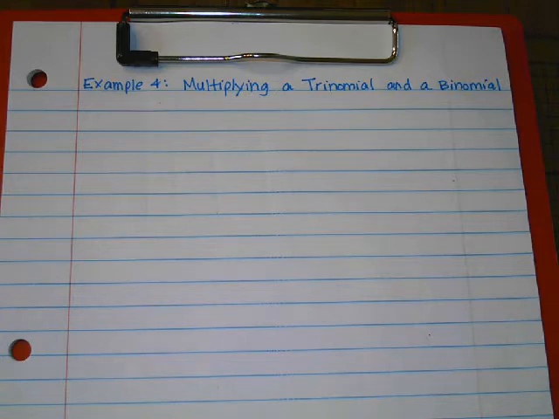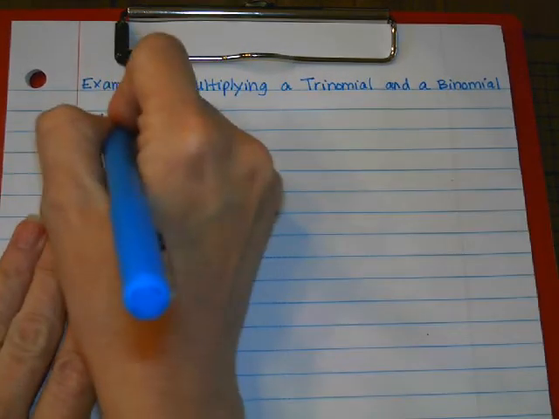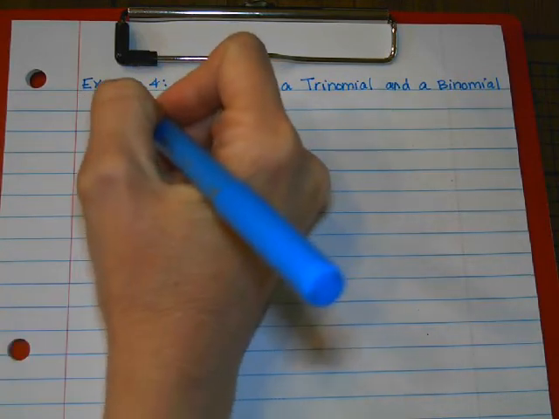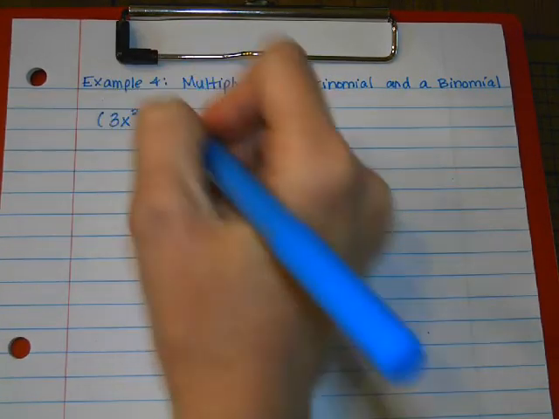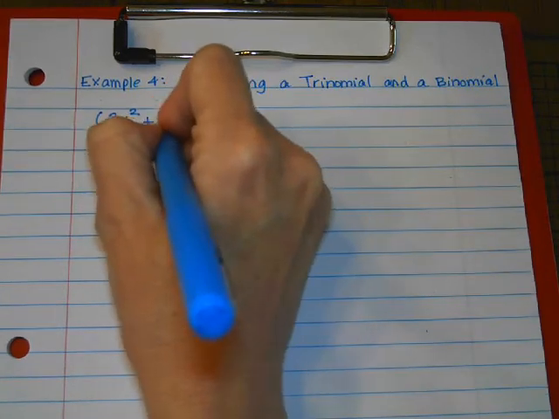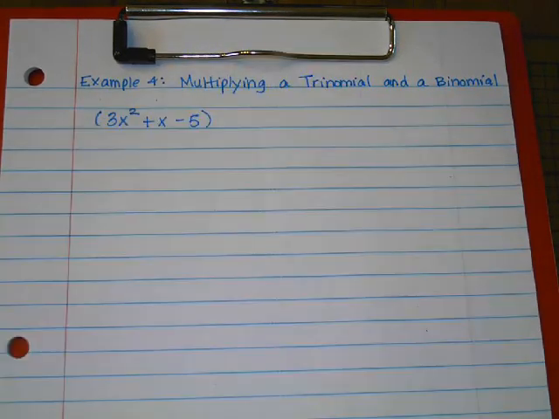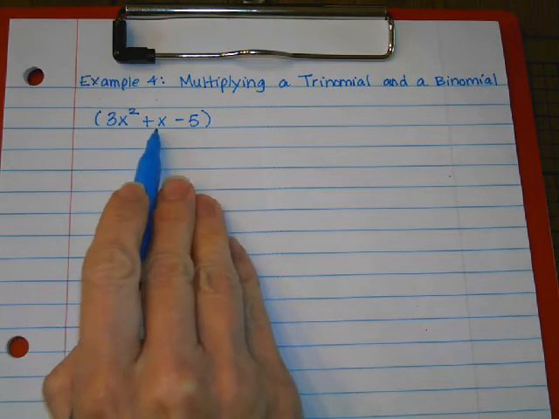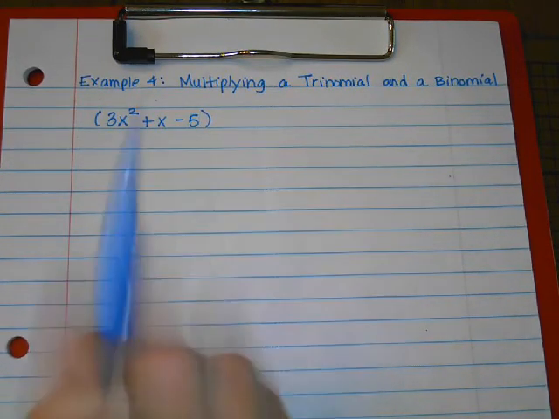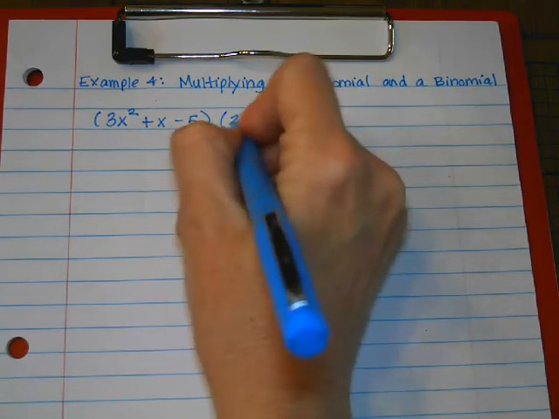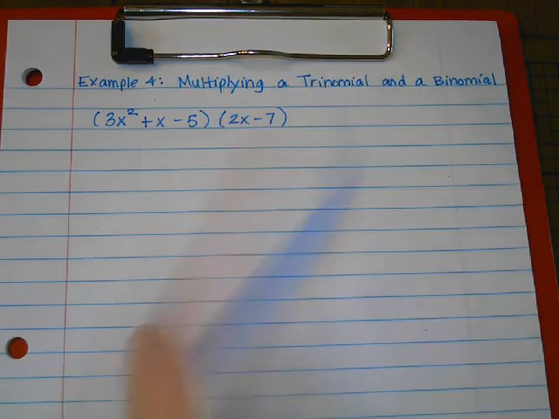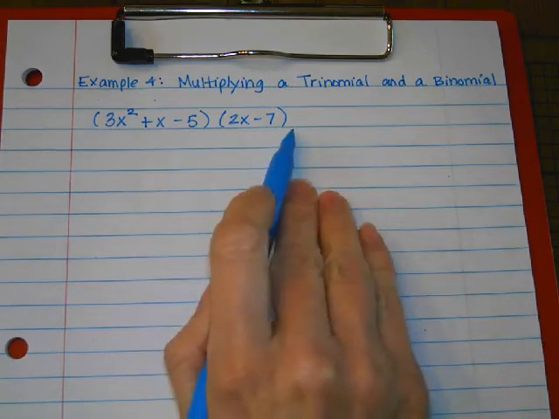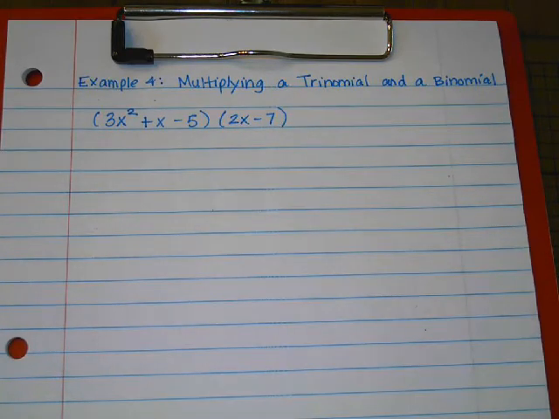All right, so I'm going to show you a couple ways to do this, so you can decide which method that you like best. So we're going to start out with the given example that they give us, which is 3x squared, plus x minus 5. That's our trinomial because it has 1, 2, 3 terms. And we're going to multiply it by a binomial, which is 2x minus 7, which again, this has 1, 2 terms.